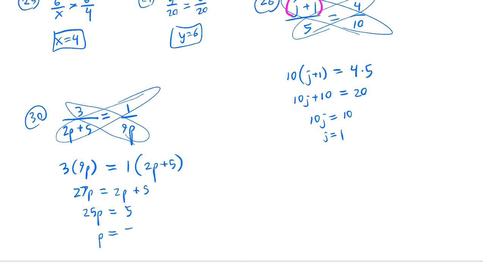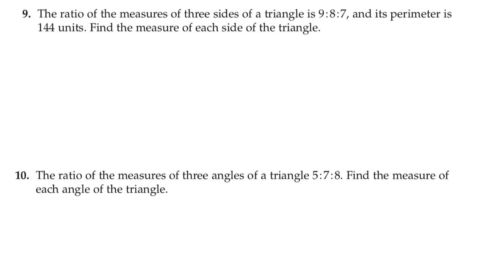Oh, common mistake. People just go p equals 5 because they do the big number divided by the small. That's not what's happening here. You divided by 25 on both sides. So you get p is 5 over 25, which is 1 over 5. Okay. Classic. Okay, let's do some harder ones now.